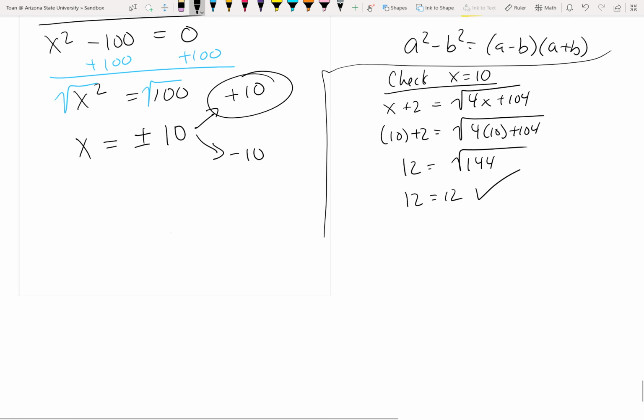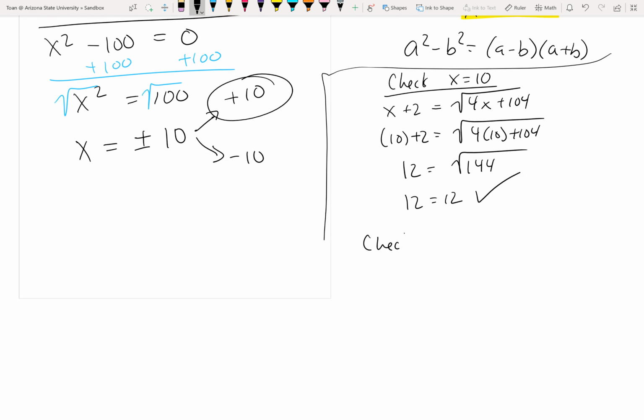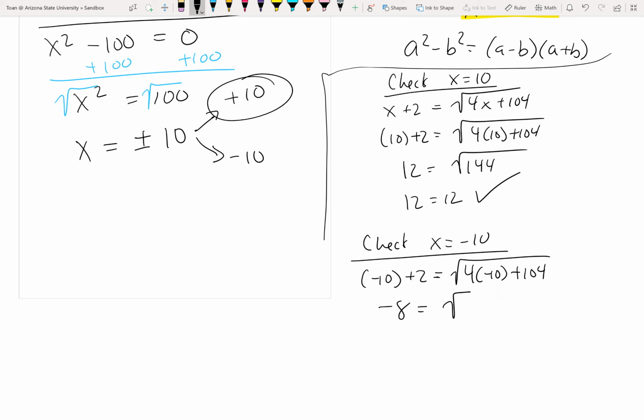Let's check x equals negative 10. You get negative 10 plus 2 equals the square root of 4 times negative 10 plus 104. You get negative 8 equals the square root of negative 40 plus 104, which is 64. And you get negative 8 equals 8, which is a false statement. So you have to reject negative 10. This problem only has one solution, positive 10.